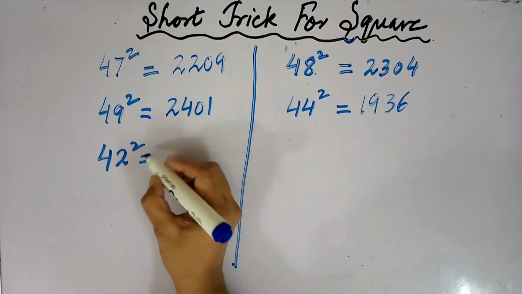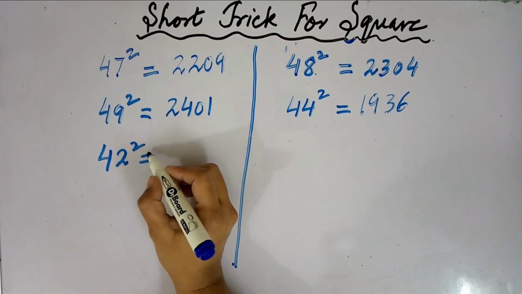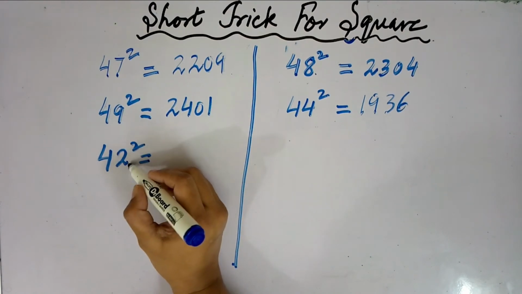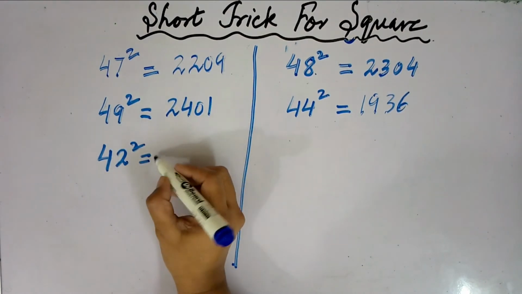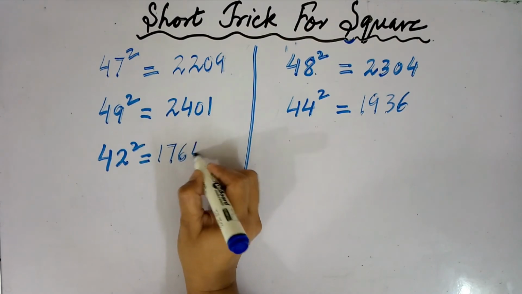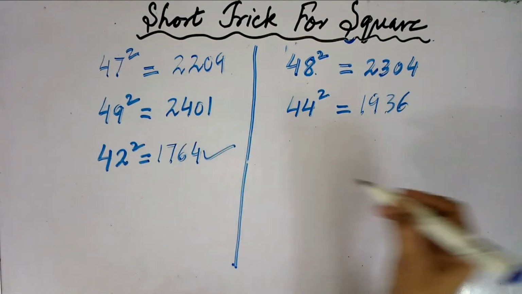Now this is 42 square. For 42 square, you will first take how much it is less than 50. This is 8 less than 50. We will subtract 8 from 25. That would be 17, and 8 8s are 64. Well done. This is your answer.